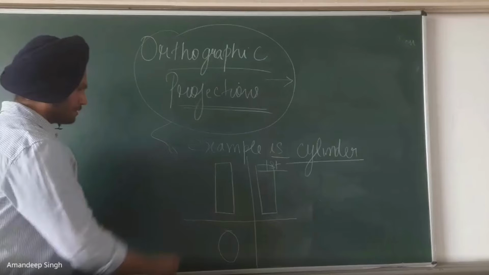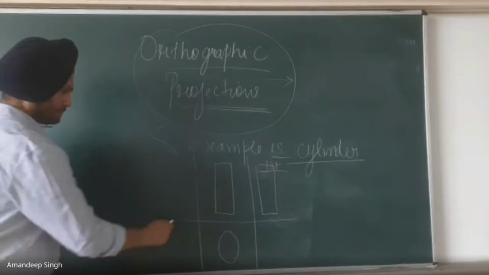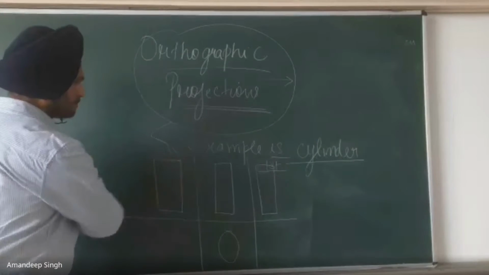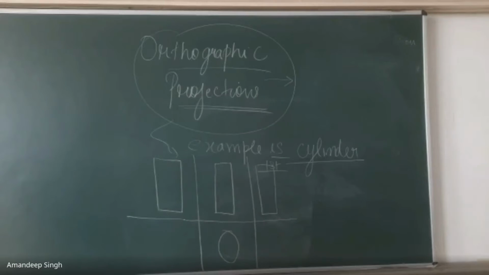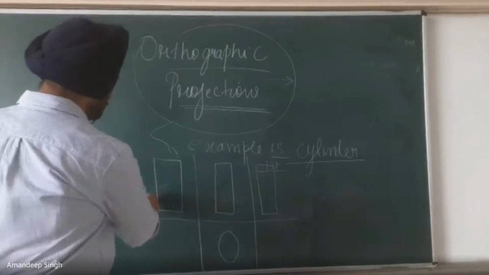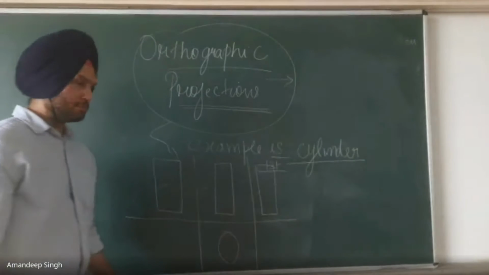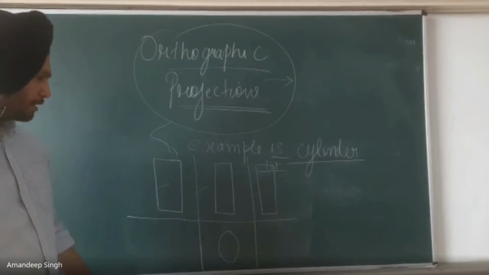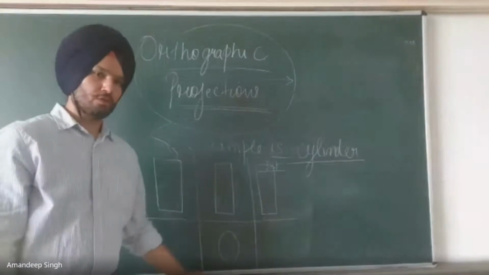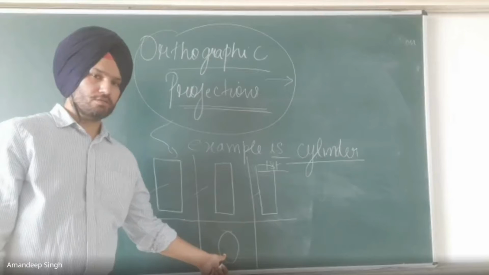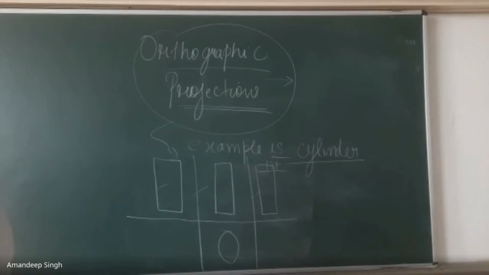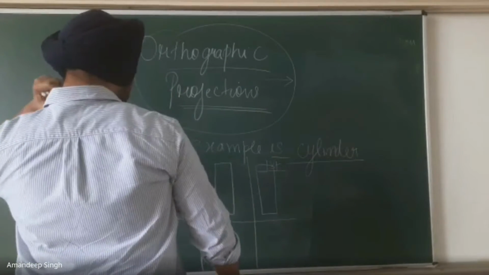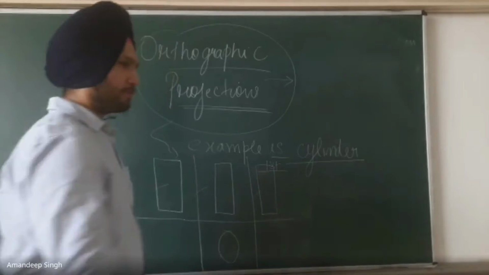Again, if I watch it from the right side, the side view will be a rectangle. So there are three projections: two side views and a single front view. They are similar. And one projection, which is the top view, is different; it is a circle. All these projections are drawn with respect to a reference line. These are the orthographic projections of the object.